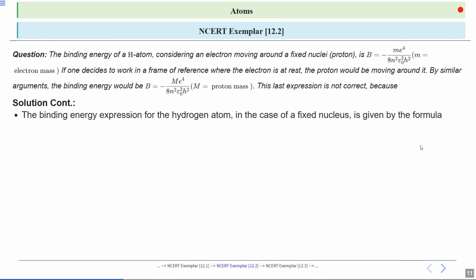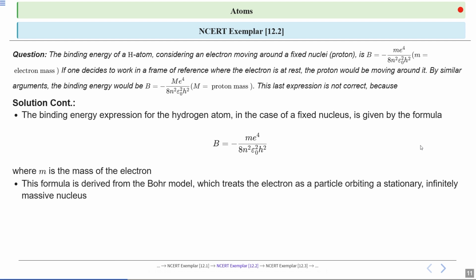First, let's recall the standard formula for binding energy of a hydrogen atom when the nucleus is considered fixed. The formula is B equal to minus me raised to power 4 upon 8n square epsilon naught square h square. Here B is binding energy, m is mass of electron, e is elementary charge, n is the principal quantum number, epsilon naught is the permittivity of free space, and h is Planck's constant. In this formula, m stands for electron mass, and the electron is much lighter than the proton.